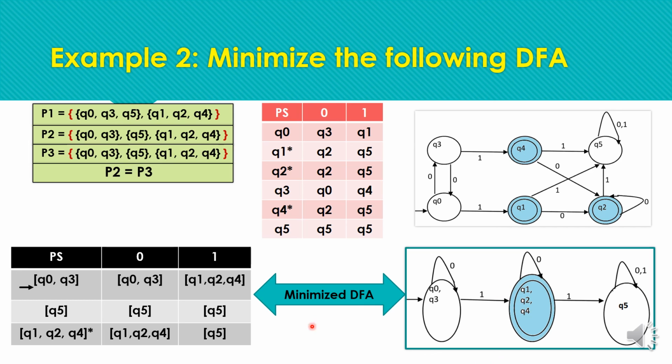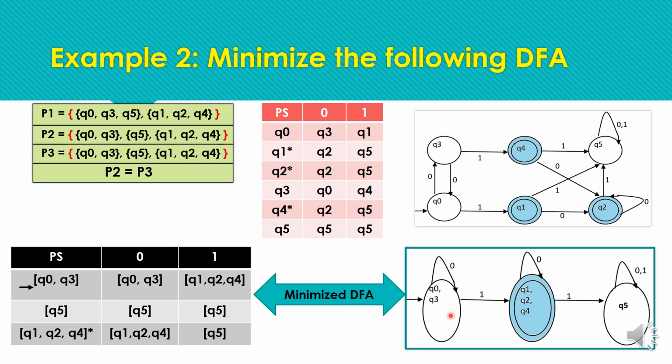Here the final state is this, because it contains a final state of the given DFA. Any set comprising final state elements will be declared a final state for the minimized DFA, and any set having Q0 as one of its elements will be the initial state of the minimized DFA. So this is the transition table for the minimized DFA.